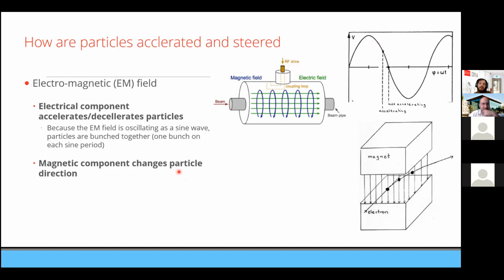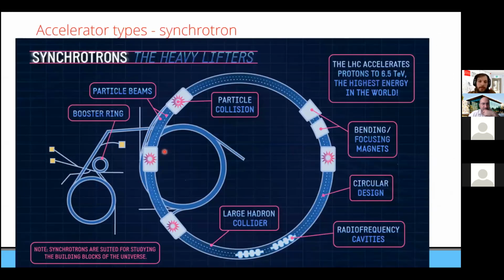Also, in some kinds of accelerators, you need to steer the particles, and the particles are steered using the magnetic component of the electromagnetic field. Let's check some of the accelerator types the control system deals with. First of all, let's talk about the synchrotron.